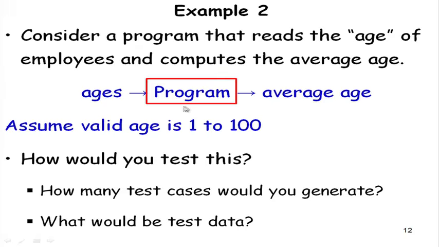So, pictorially we can represent it as a program, a black box which takes all the ages of various employees and prints out the average age. And let us assume that the valid age for employees is 1 to 100. Now, what would be the boundary value test cases for this?